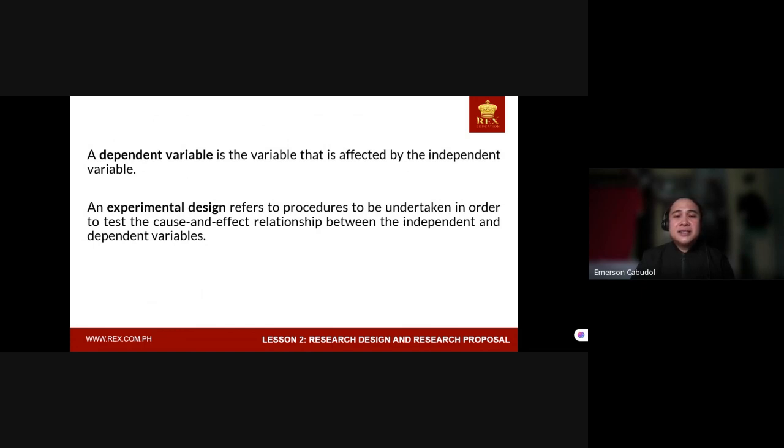Experimental design is a detailed plan for conducting an experiment, outlining how participants are assigned to groups, how the independent variable is manipulated, and how the dependent variable is measured to test the cause and effect relationship. It includes procedures to minimize bias and control for extraneous variables.